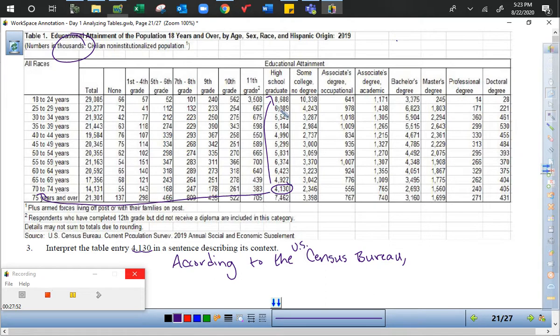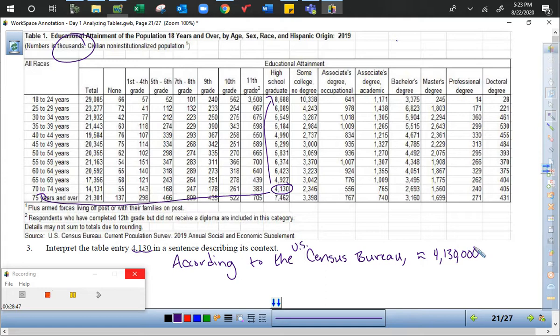But it's talking about those who were 70 to 74 and those who had their educational attainment being a high school graduate. So they didn't go higher than that. So we're going to say about, and you can use the approximation symbol instead of writing the word about. But we're going to remember to add the 3 zeros on the end. And then we're going to talk about the who, what, when, where, how. All that good stuff, okay?